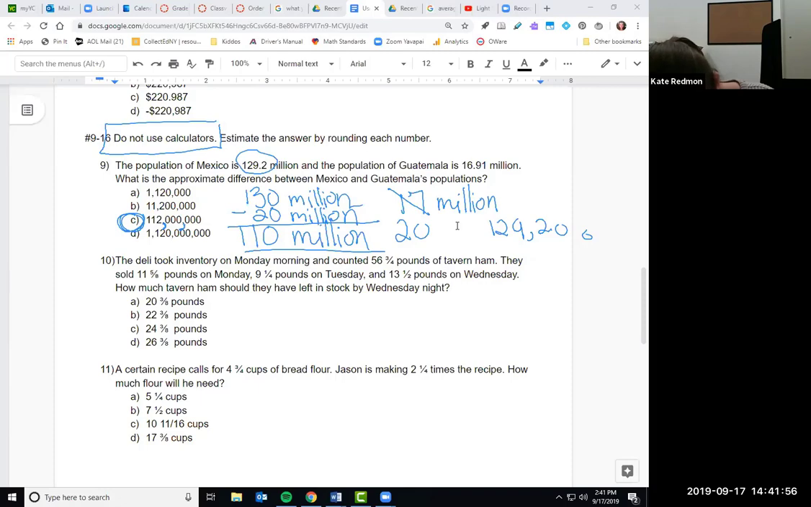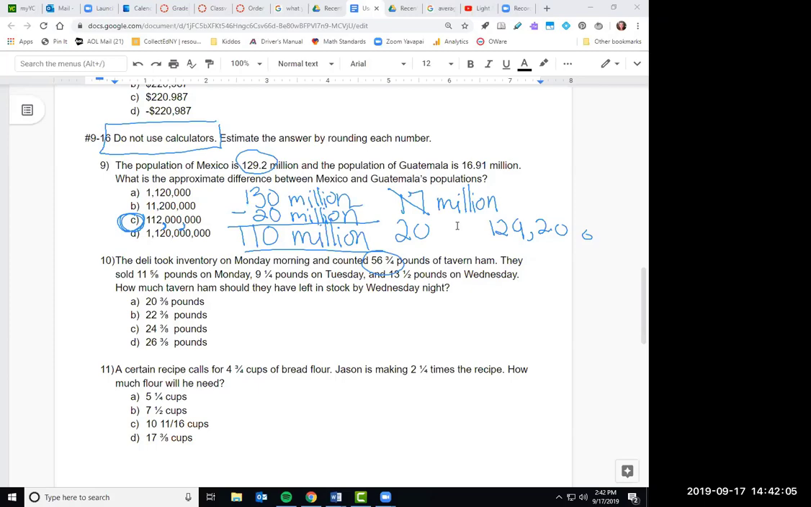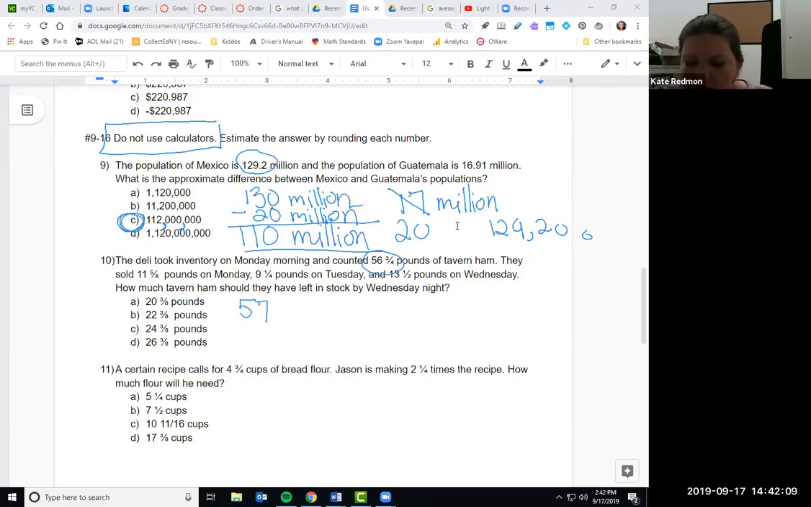You can. So let's look at 56 3/4, guys. Is that closer to 56 pounds or closer to 57 pounds of ham? 57. Yeah, I've got more than half. 3/4 is more than half. So I've got about 57 pounds of ham to start with.